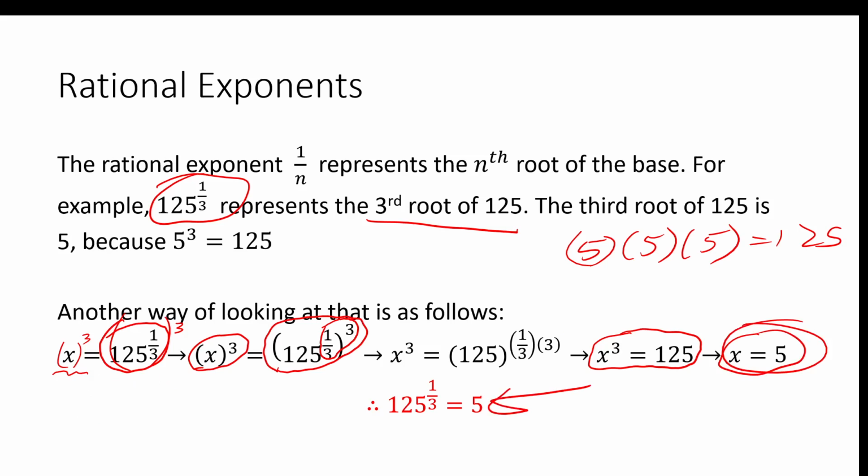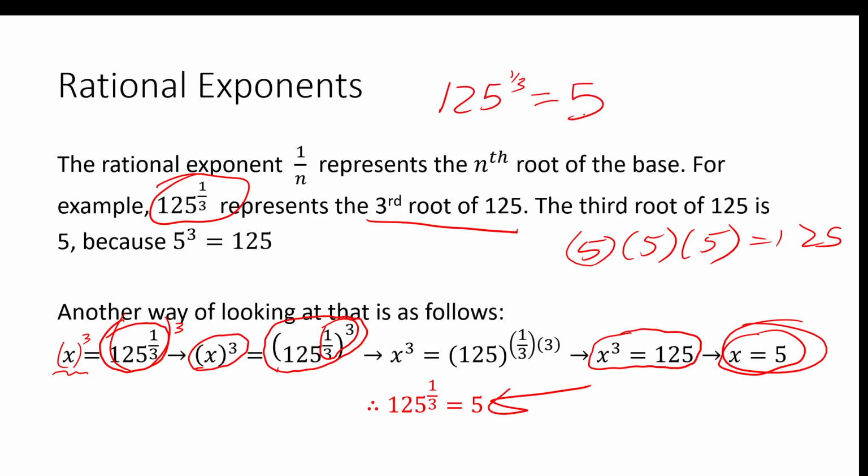Now, I think once you get the hang of it, generally speaking, most people, if they're shown something like 125 to the 1/3, they intuitively realize, okay, I'm looking for a number that multiplies itself 3 times to give me 125.